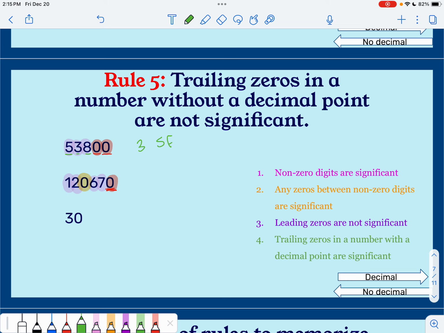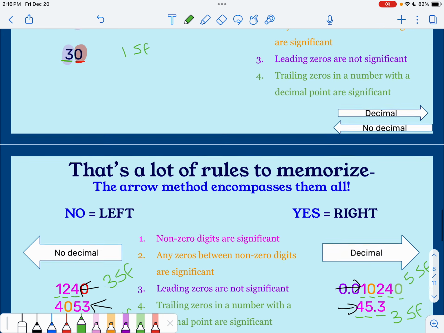So now let's count. 1, 2, 3, 4, 5. 5 sig figs. Okay, last example. So we know that this is significant. The 3 is because of Rule 1. That 0, even though it's a short number, it is still a trailing 0. And there's no decimal point here, which means it is not significant. So here we only have one significant figure.